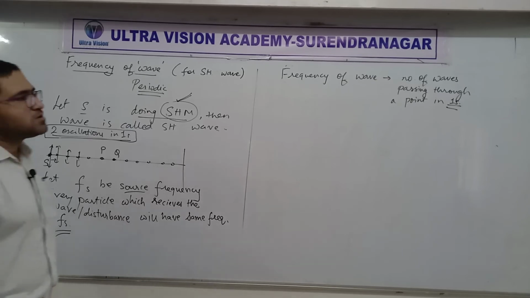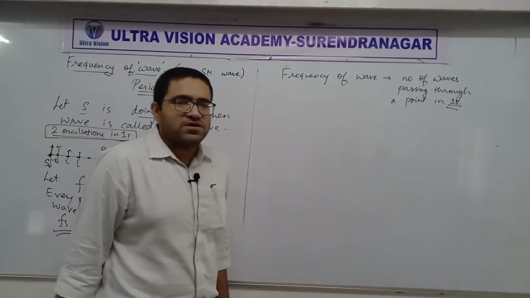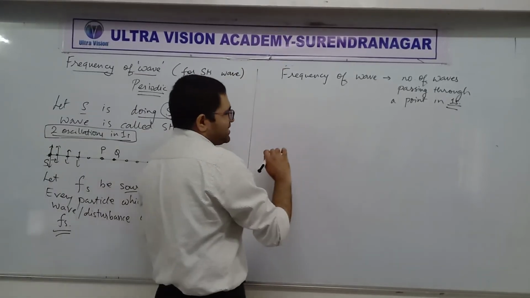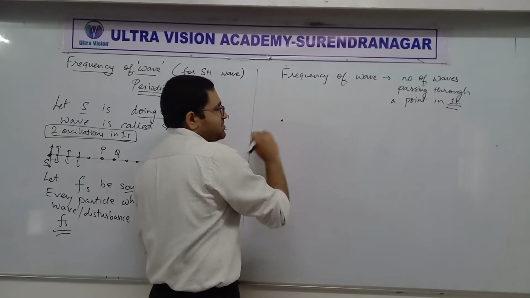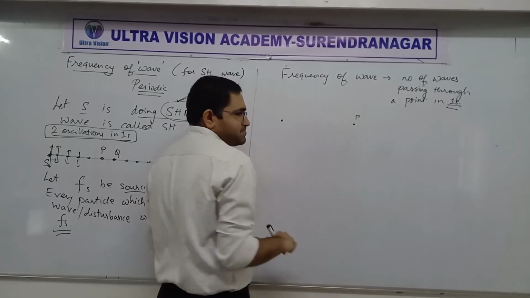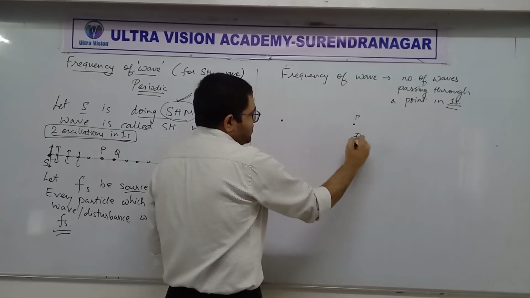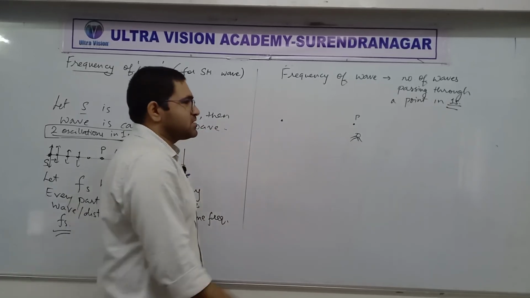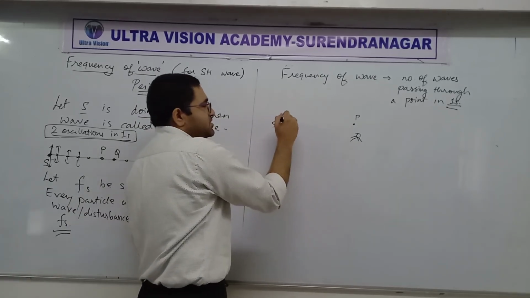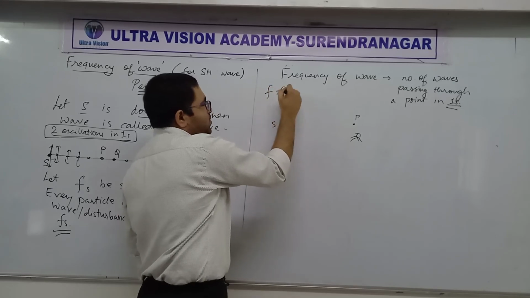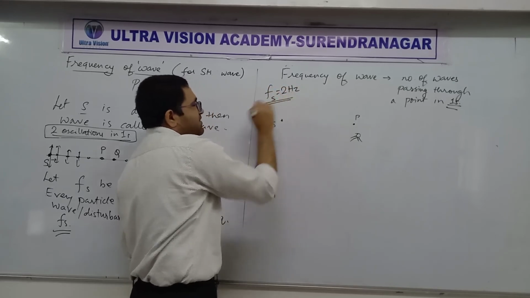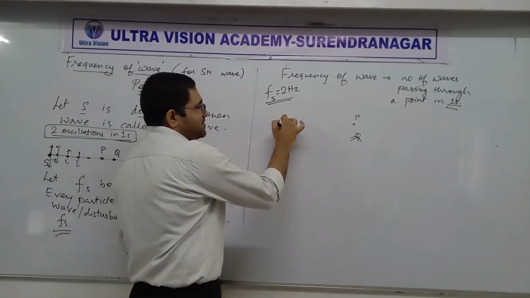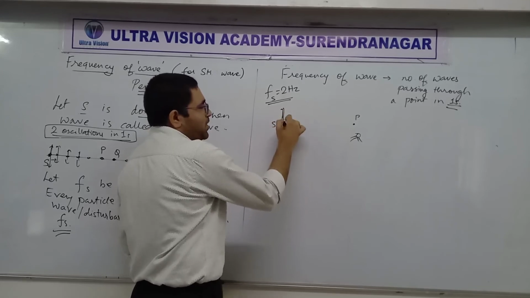So if this is the frequency of the wave, then how is that related with this? Let's see. Very simple idea. If here is one point P, let's say, and you are observing this point closely, you are going to see how many waves pass through that point P in 1 second, right? So suppose the source has a frequency, let's say 2 Hz. That means in 1 second it will oscillate, it will complete 2 oscillations.